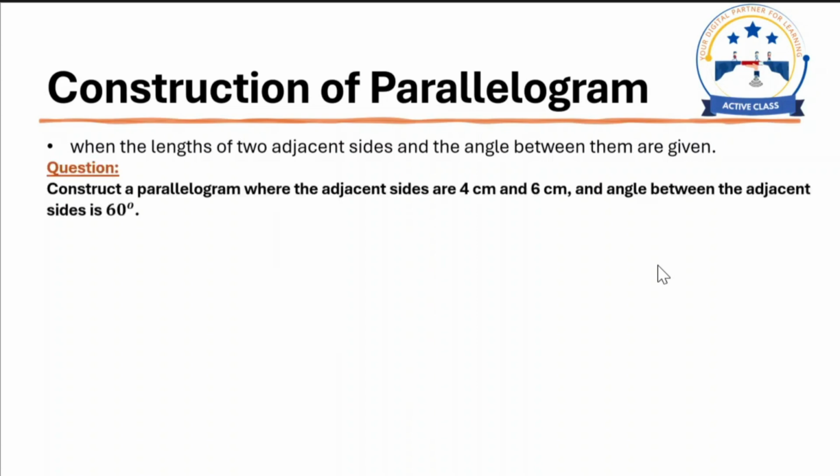Let's have a look over this question, which is based on the first condition. Construct a parallelogram where the adjacent sides are 4 cm and 6 cm and angle between the adjacent sides is 60 degree.